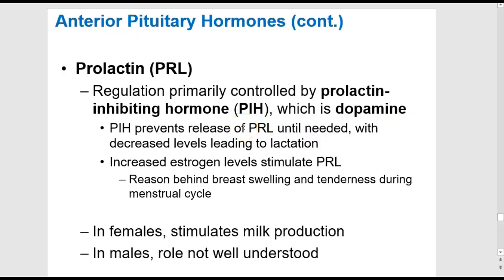Interestingly and differently, whereas most hormone release is turned on by action potentials or a releasing hormone, in the case of prolactin, the normal position for prolactin release is actually off in a human body. So as we produce dopamine, prolactin inhibiting hormone, which is the same as dopamine, is what prevents us from producing prolactin. However, sort of toward the end of pregnancy, those increased levels of estrogen also account for breast swelling and tenderness, and that's true as well during the menstrual cycle.